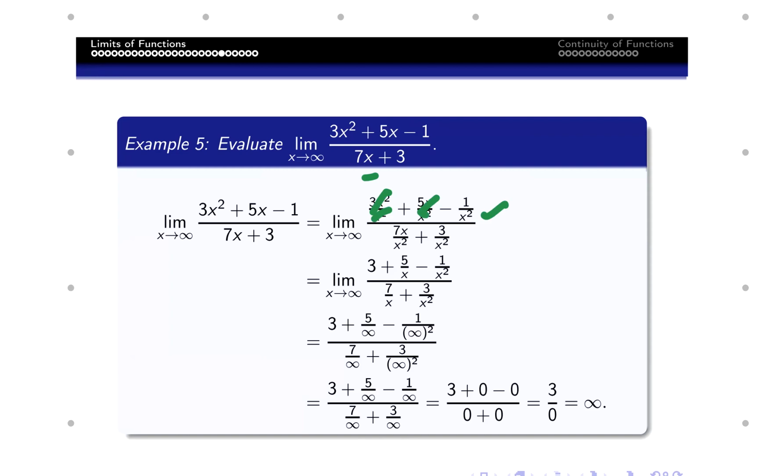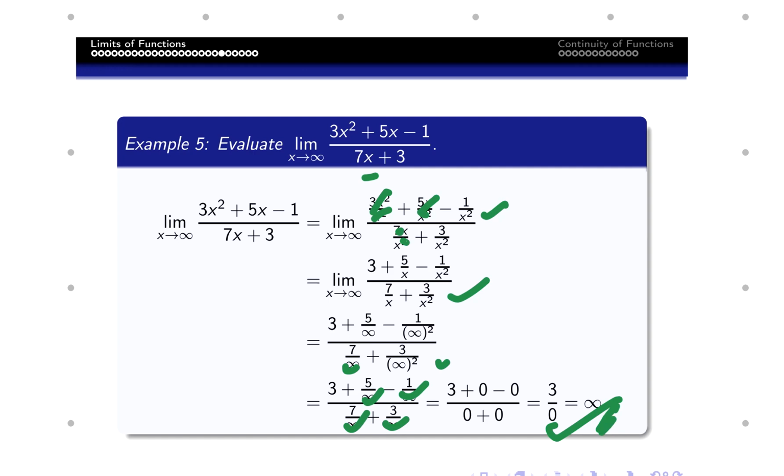Now in this case, the x doesn't finish down here, but let's see what happens. So here you have 3 plus 5 over infinity minus 1 over infinity squared, all over 7 over infinity plus 3 over infinity squared. So you see that the infinities are still remaining down here. So it means you're going to have 3 plus 0 minus 0, all over 0 plus 0. So that's 3 over 0, which is infinity. So you see that because the power up there is x squared and the one down is x, the x's don't cancel out. So in this case now you can actually conclude that the answer is infinity because there's nothing else you can do. The answer is actually infinity in this particular case.